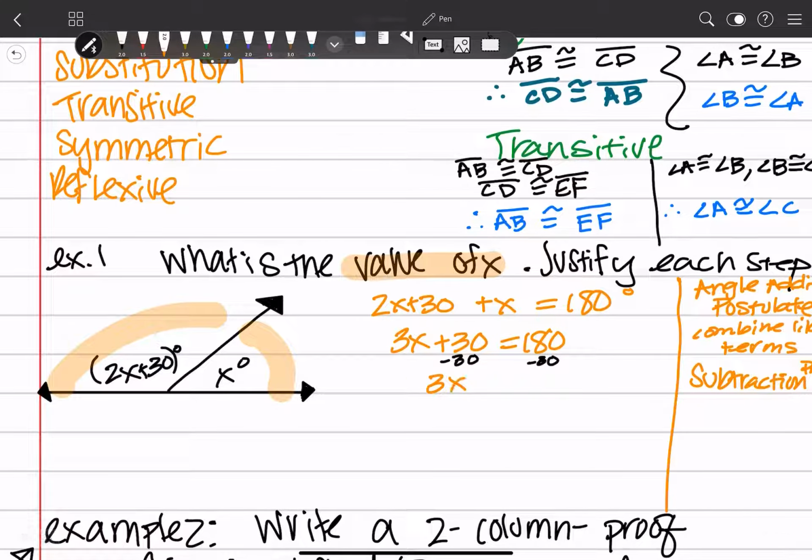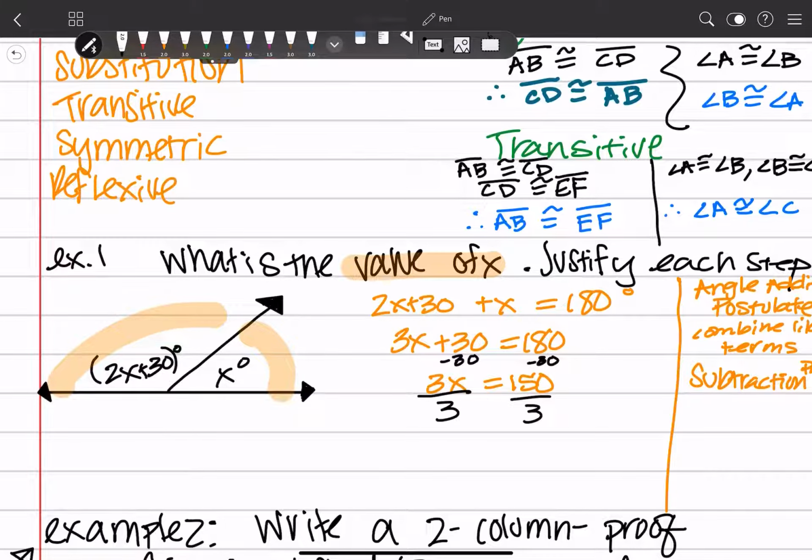So now we have 3x equals 150. So we subtracted that 30 from both sides in order to get to here. Now, in order to continue solving for x, we're going to have to divide both sides by 3.